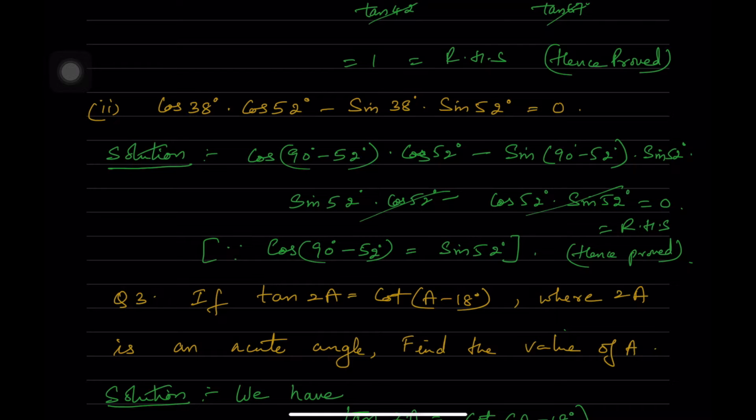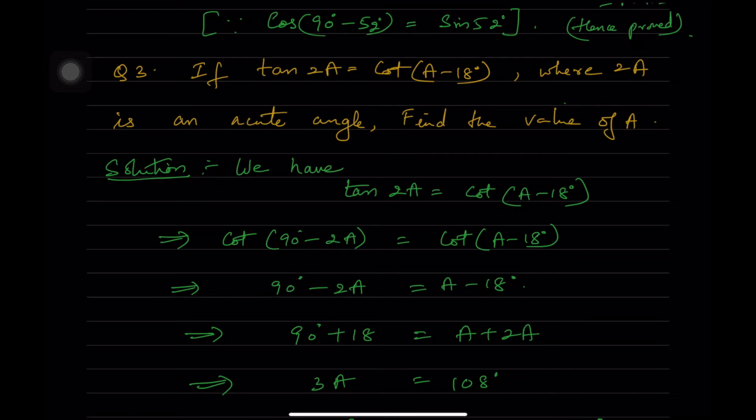So cos 90 minus 52 into cos 52 as it is, minus sin, in the place of 38 I have written 90 minus 52, into sin 52. Now cos of 90 minus theta is nothing but sin. So therefore sin 52 into cos 52 minus cos 52 into sin 52. Both of them are the same terms, since you know that multiplication is commutative. So it is equal to 0, which is equal to RHS. Hence proved.